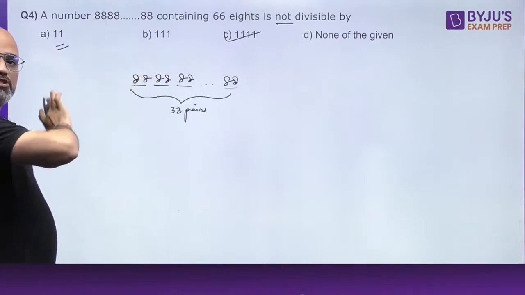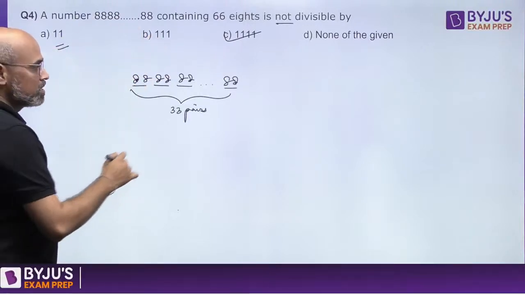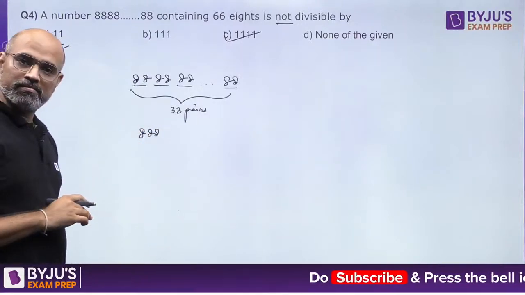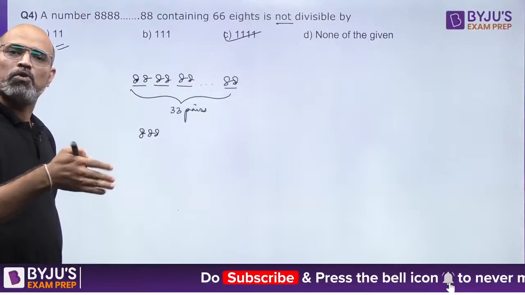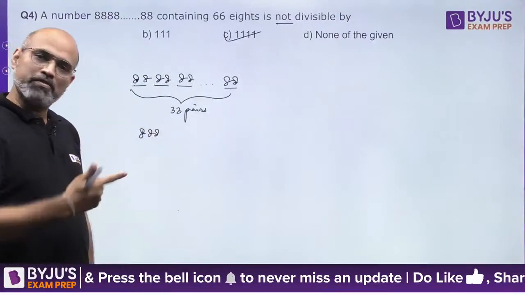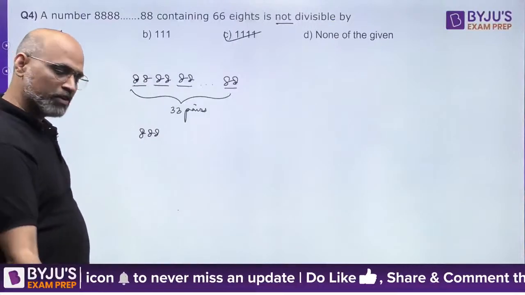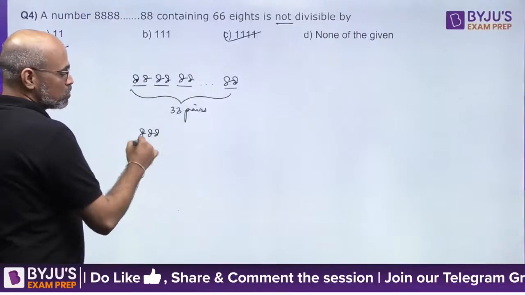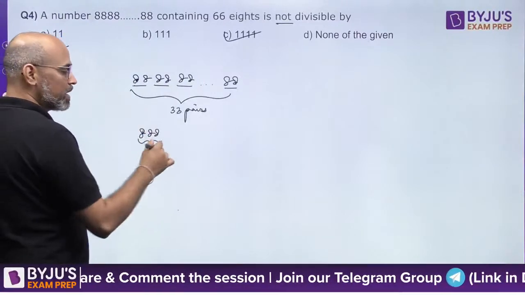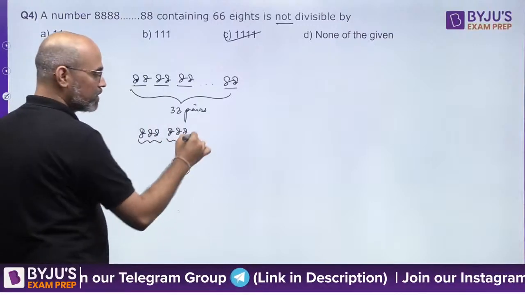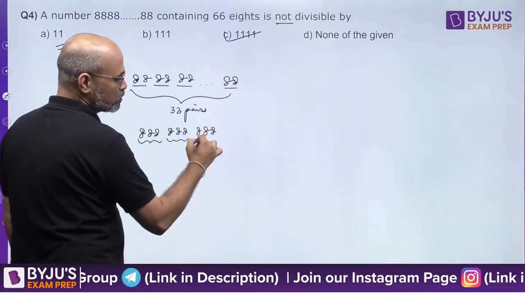Let's go to the next option, 111. If I write 8, is it divisible by 111? Because 8 is what? 8 into 111. So if it is in the table, then it is divisible. That's what it means, no? If a number is in the table, it means it's divisible, and vice versa as well. So 3 8s is divisible by 111. Next 3 8s are divisible by 111. Next 3 8s are divisible by 111.